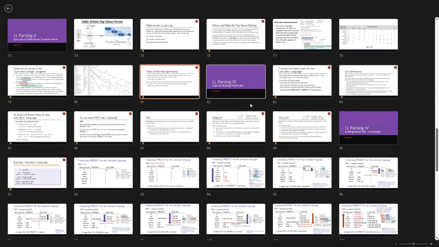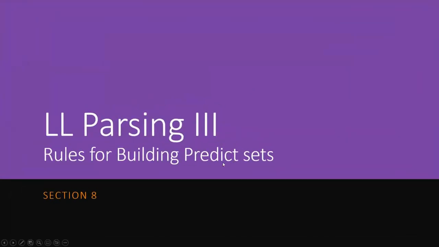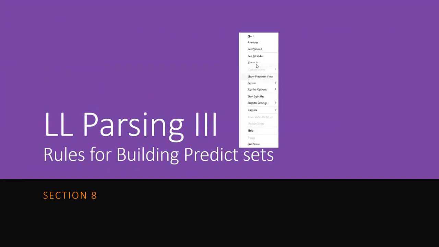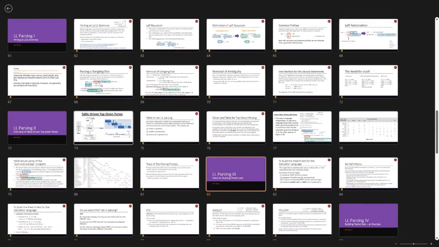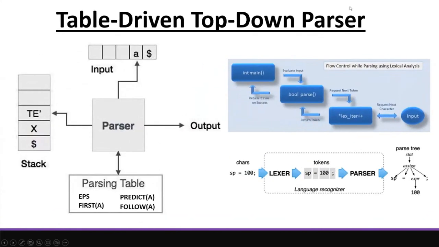Let's look at the LL parsing. Let's look at the rules, using them to build a predict tree. So this predict set is used in the compiler. Here you have this predict table.